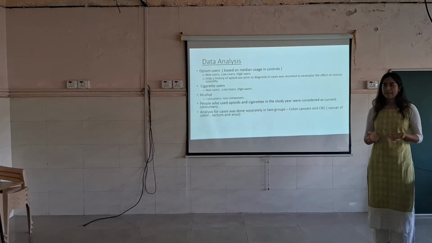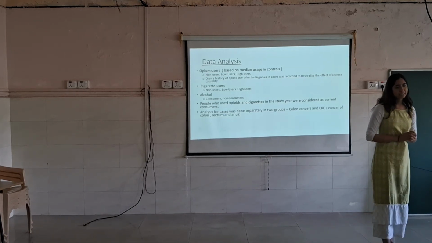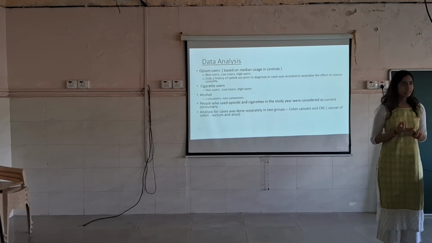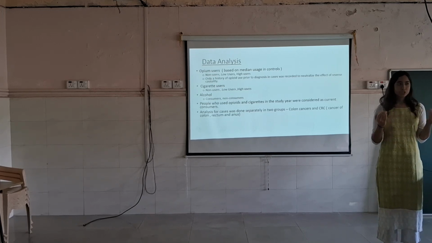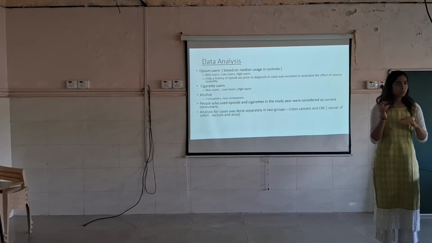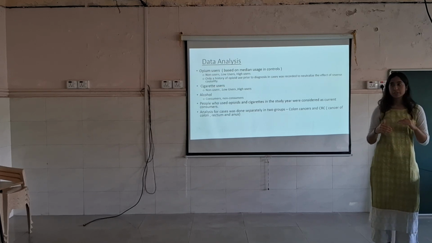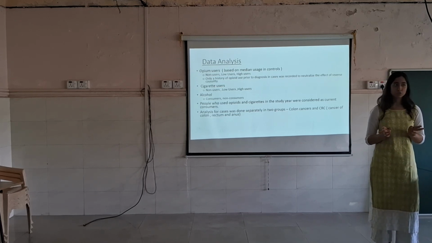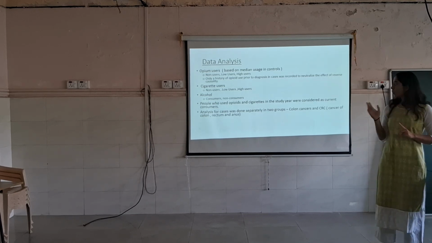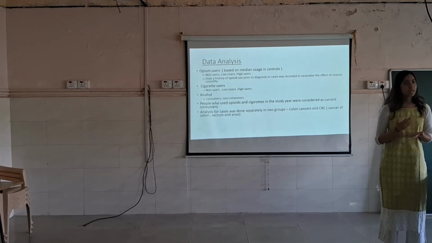So, data analysis. After collecting the data, to analyze it, for opium and cigarettes they calculated a median use. Anybody that lay above that median use was put into a high users group, and anybody that lay below that median was put into a low users group. This was followed for opium and cigarettes. For the third part, alcohol use, it was divided into consumers and non-consumers.